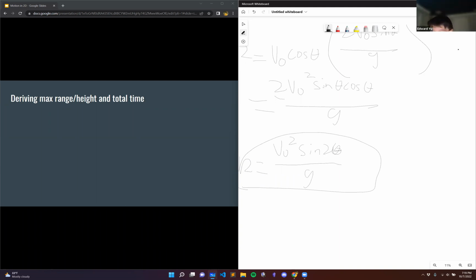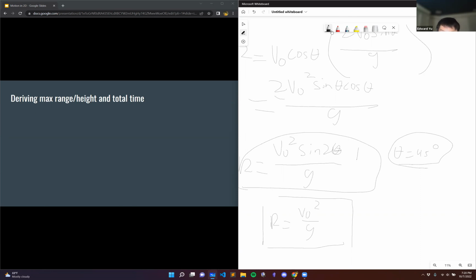A good way to check, for example, if I want to find the max range for any kind of projectile, what would the angle have to be? The angle would have to be 45 degrees, because sine 2 theta, when it's 45 degrees, would just be sine 90, which is just 1. So R would be equal to v squared over g.